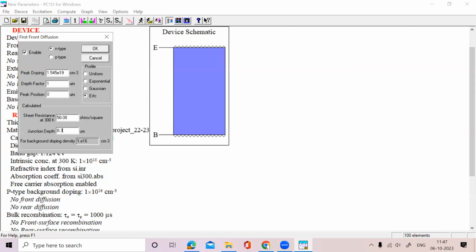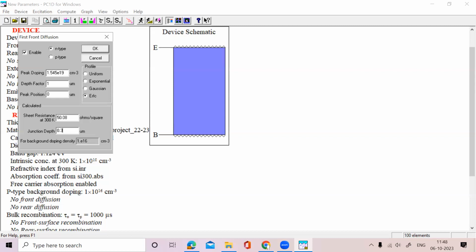In the industry, and even in my lab when I started my work, a measurement instrument was not there. So in that time, I checked the sheet resistance of the wafer using a 4 probe instrument. You can check it that way. When it is 50 ohm, the doping will be a little bit near to 10 to the power 19. And the junction depth will also be like that.